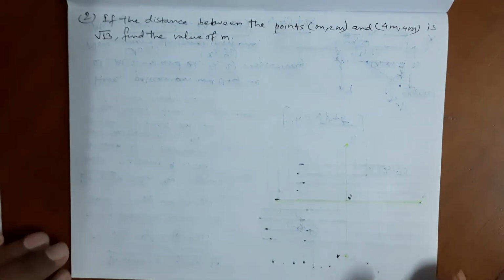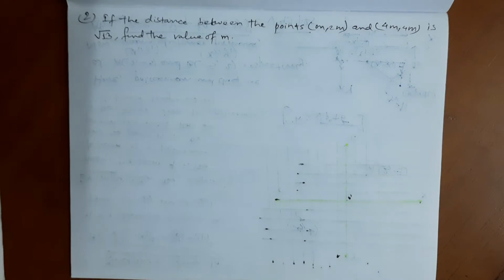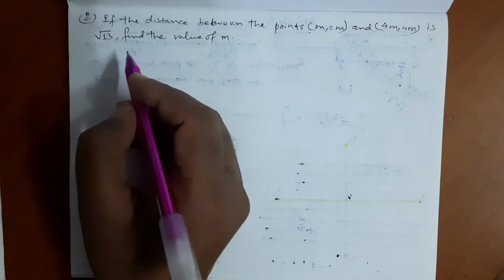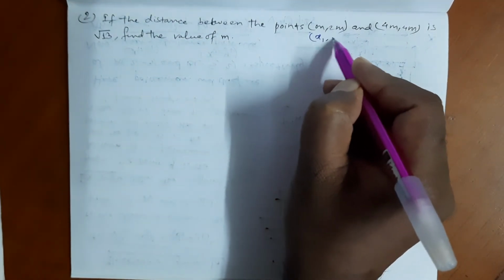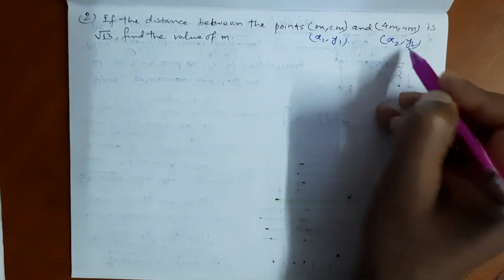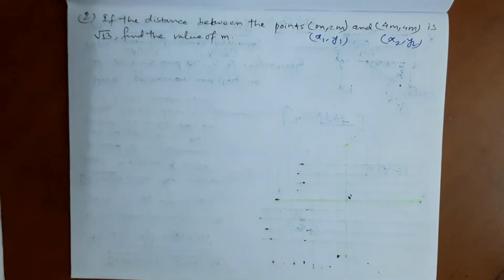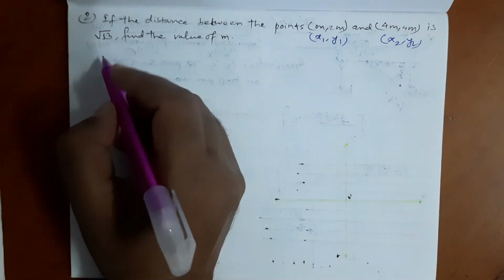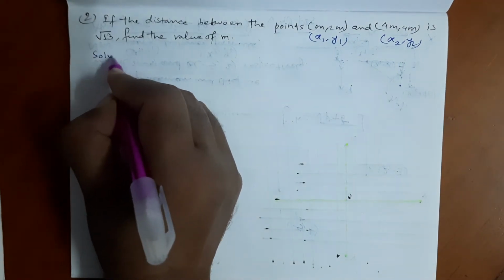All right, now we have another question. If the distance between the points (m, 2m) and (4m, 4m) is root over 13, find the value of m. This is our another question. So for this solution also, we can suppose the first point to be (x1, y1) and the second point to be (x2, y2). Look at the solution to this question.